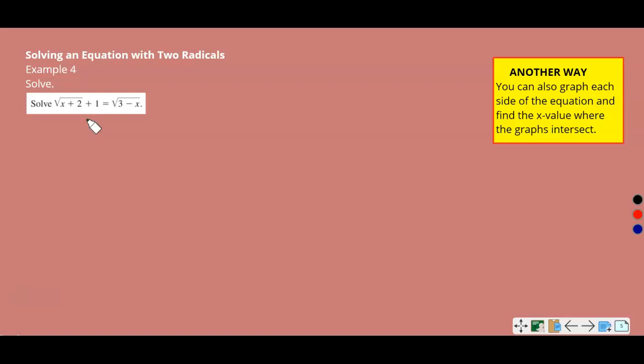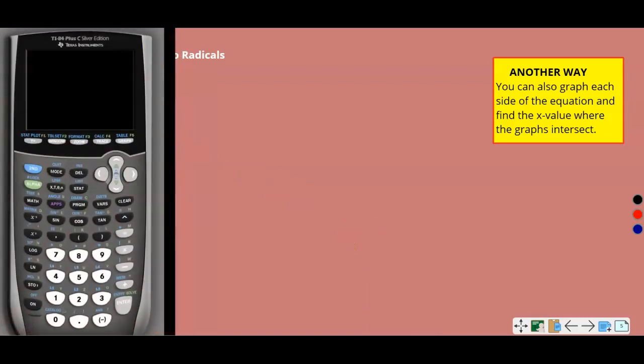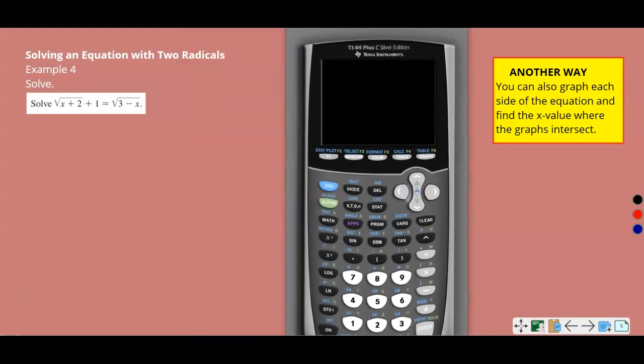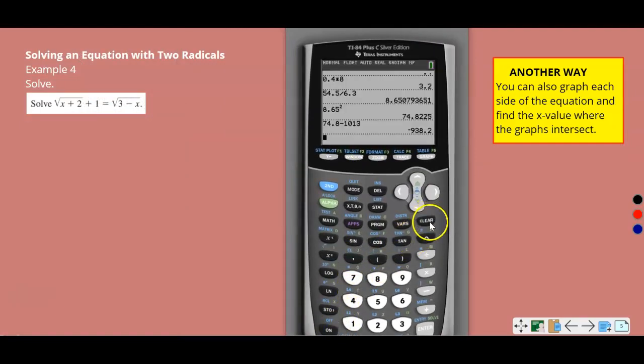So the easiest way to solve this would be to do it with your calculator. We can set each side equal to y and then find the intersection point. That's the way I'm going to show you how to do it, because that is the most practical and the quickest way to find the correct answer here.